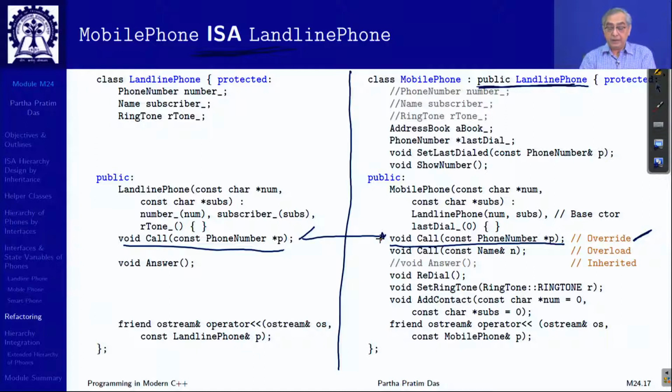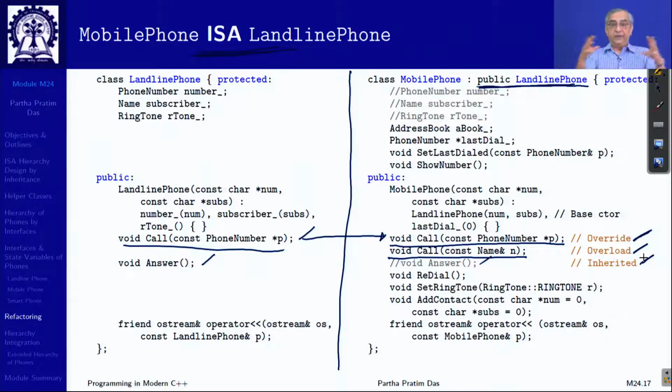I also observe that mobile phone has another mechanism to call, which my landline phone does not have. So, I have to retain that call function, which means that I am basically overloading. I see that I have to answer. So, there is an answer in the landline phone, there is an answer here, and I have just assumed that there is nothing else, nothing specific that you need to do for the answer. So, I do not need to override it, I just inherit it. Your actual situation you will have to resolve out.